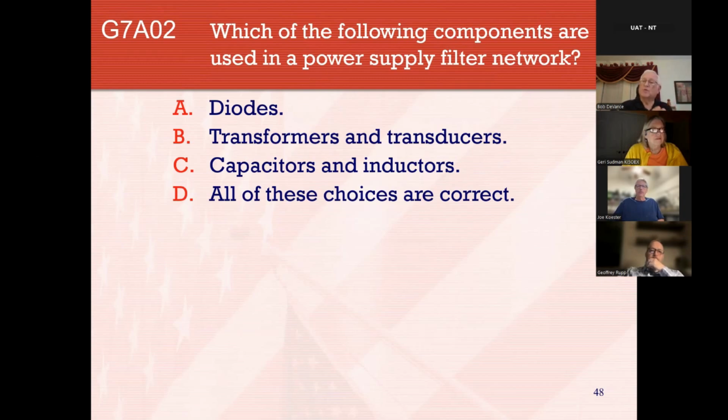The transformers could be used to transform a voltage from one to the other. There's no such thing as a transducer in this case. Capacitors and inductors, we're going to use both of those. Remember, we looked at that full wave rectifier, and it had 2 capacitors with an inductor in the middle and then a bleeder resistor. So capacitors and inductors definitely. Since diodes cannot be correct, B cannot be correct, D cannot be correct, then by process of elimination, that leaves us with C.